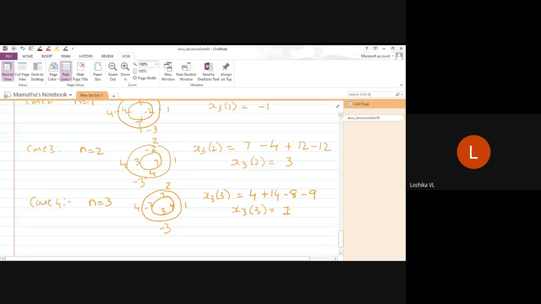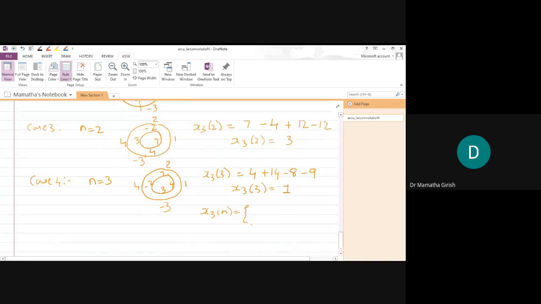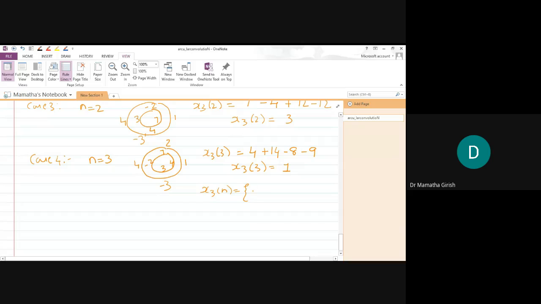Fine. Done. So what you must do is ultimately just jot down the sequence. Therefore, x3 of n: what was x3 of 0? 45, is it? Yes, ma'am. 45. Then minus 1, then 3, and then 1. Is it clear?